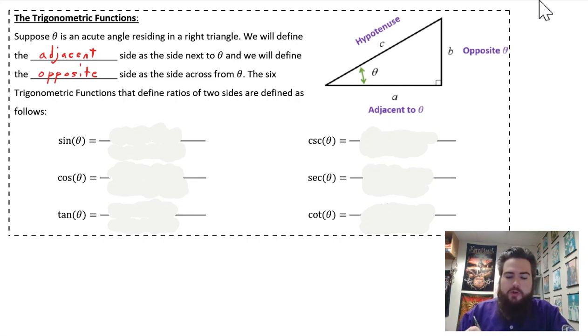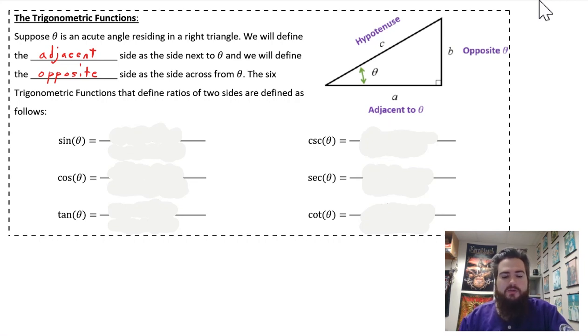If the angle measure was the one at the top of the triangle demonstrated in this box, then the side length that would be defined as the opposite is the horizontal side length here, and the one defined as the adjacent would be the vertical side length. It's all relative to the angle measure in question. The 6 trig functions that define the ratios of two sides are defined as follows.